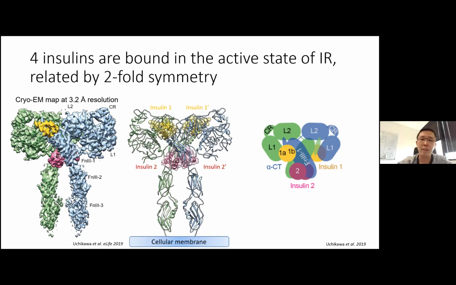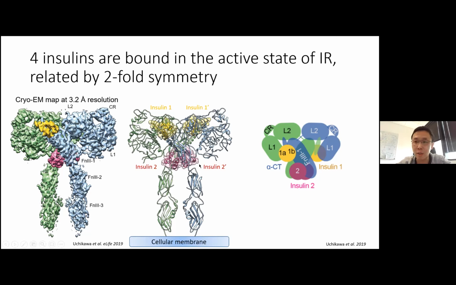So yeah, two insulins are bound, shown in yellow here, in the top part of the receptor. That is the canonical site, which we call canonical insulin site 1. And another two insulins were firstly observed, and no one has seen that before.